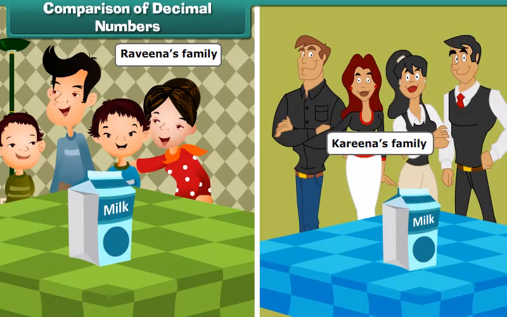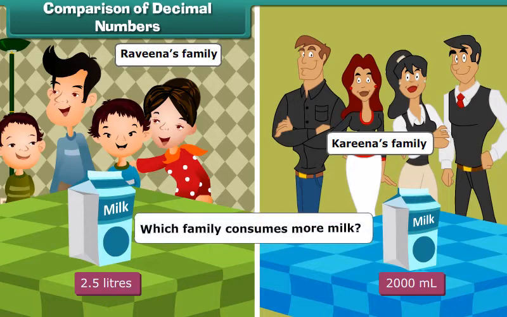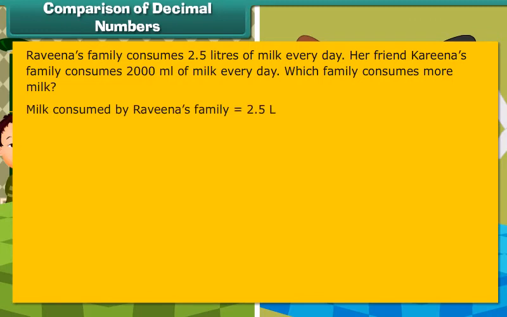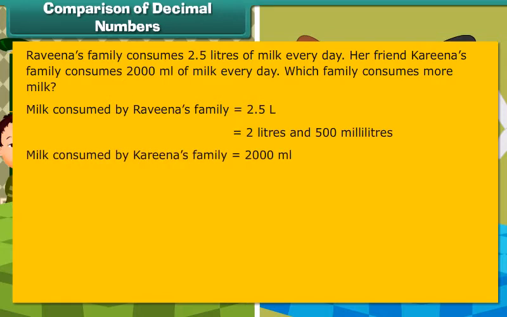Ravina's family consumes 2.5 liters of milk every day. Her friend Karina's family consumes 2000 milliliter of milk every day. Which family consumes more milk? Milk consumed by Ravina's family is equal to 2.5 liter. That is equal to 2 liters and 500 milliliters. Milk consumed by Karina's family is equal to 2000 milliliter.